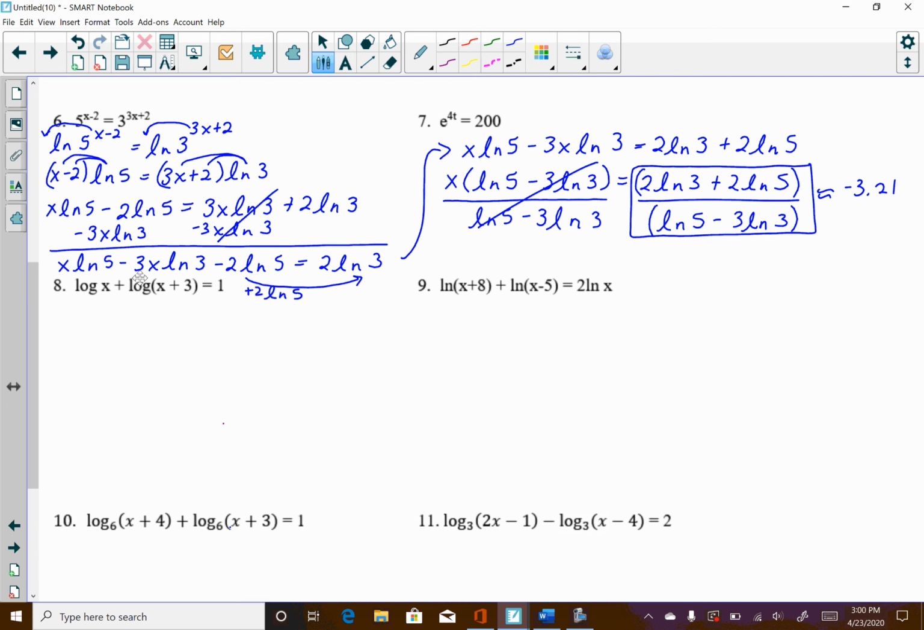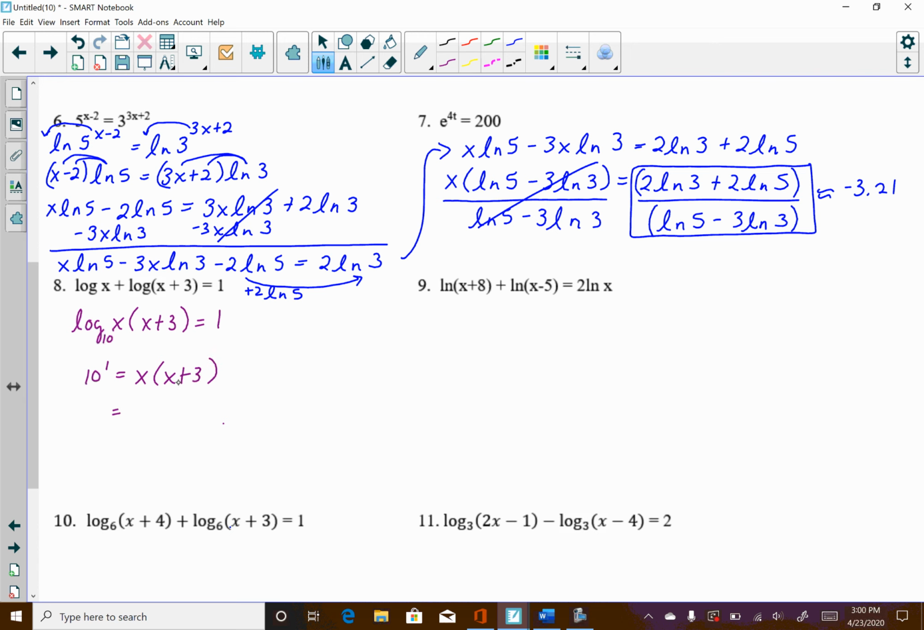We need to get this condensed down to a single log. So we did that in the last section, that this addition tells us that we can go to multiplication. So x times x plus 3 equals 1. Now you have one logarithm equaling the right-hand side, just a coefficient there. So this is base 10. Go now from logarithmic to exponential form. So base 10 raised to the right-hand side to the first power equals argument x times x plus 3.